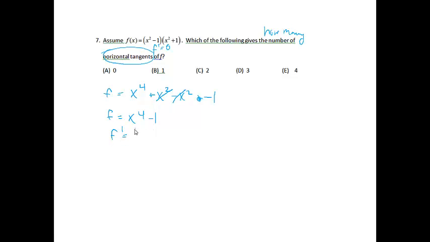And then if I take the derivative of that, I'll get 4x cubed. And again, if I want a horizontal tangent, I want to know where does that derivative equal 0. So I'm going to set that equal to 0. I'll get x cubed equals 0, and the only place that that happens is at x equals 0. Notice that 0 is one of my answers, but that's not what I was looking for. I want to know how many horizontal tangents did I have. The only one occurred when x equals 0, so there was only one horizontal tangent. So B would be my right answer on that one.